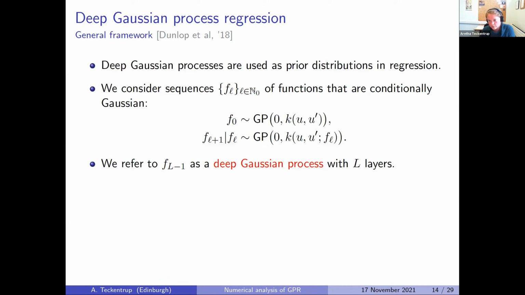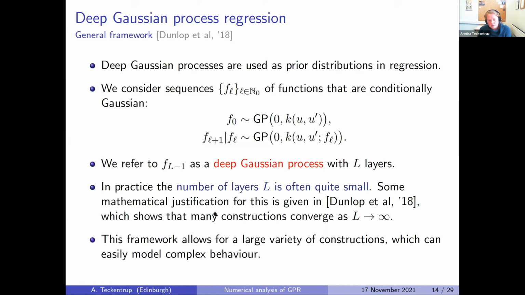I know this sounds very abstract at the moment, and it's probably not very clear how exactly this f_l goes into the covariance structure. There are very many different ways that you can do that, so I'll show you 2 examples in the next couple of slides, exactly how to do that. So the nice thing about this framework is that it does, as I said, allow for a very large variety of constructions, and it is usually quite a flexible model that can model quite complex behavior.